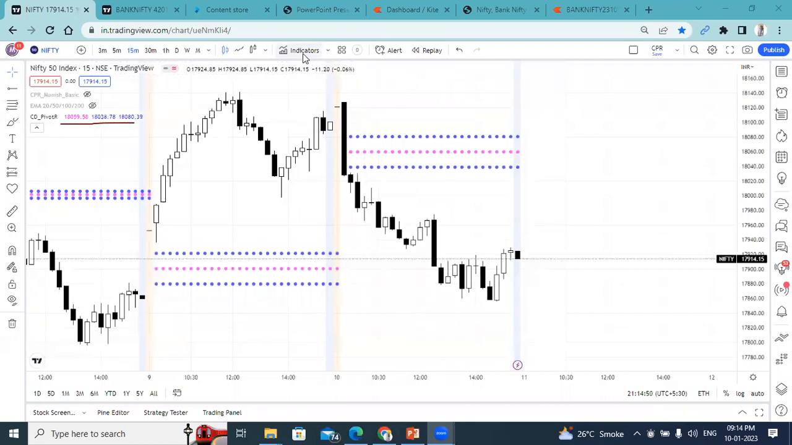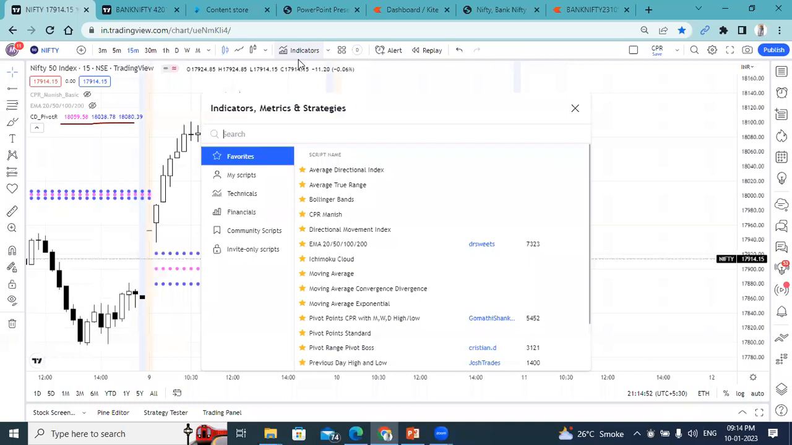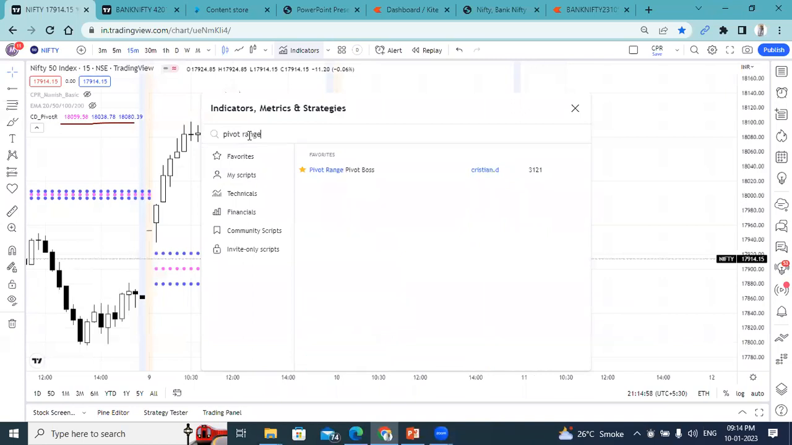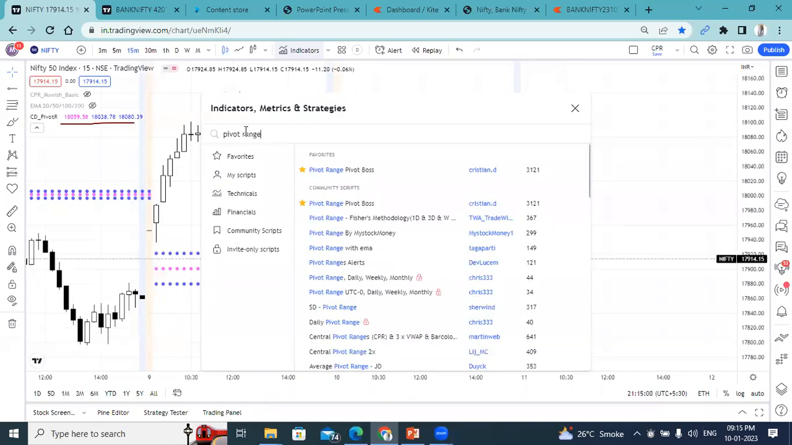Yes, Akshay sir, you can check again. So go to indicators. आप indicators में जाइए, and in search you can type pivot range. When you type pivot range, here you can see the option, pivot range, pivot boss. So this indicator you can select.